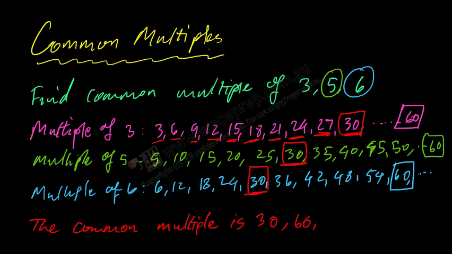So once again, as we saw before in our previous tutorial, a multiple of 30 will be a common multiple. So 90 will also be a common multiple, and another multiple of 30 would be 120 and 150 and so on. So these are all common multiples of 3, 5 and 6.